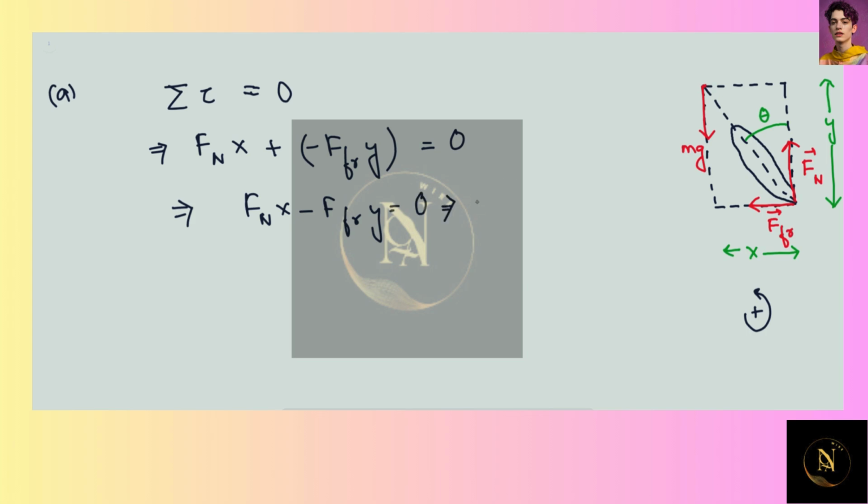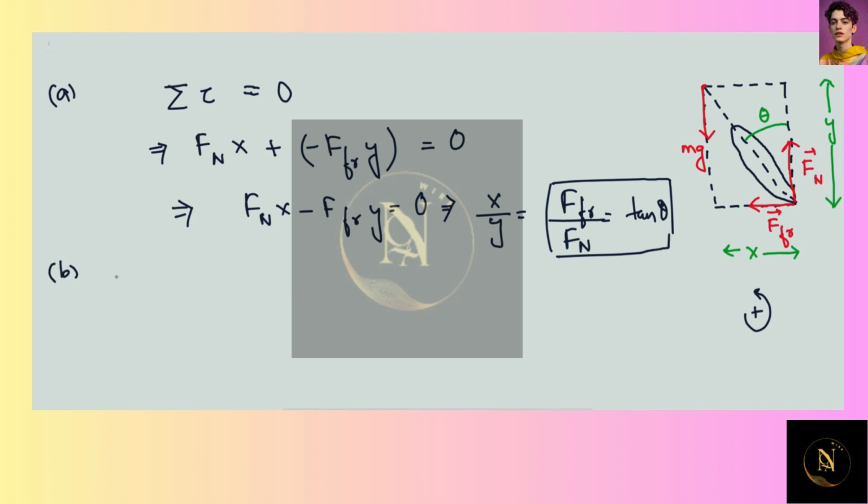This gives x over y equal to F friction over Fn. And if this is theta, then tan theta will be equal to x over y. So this is what we got for tan theta.